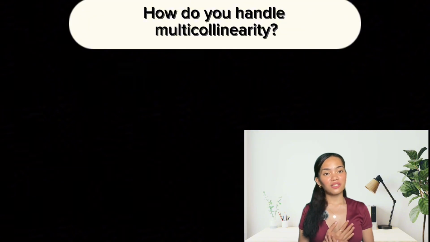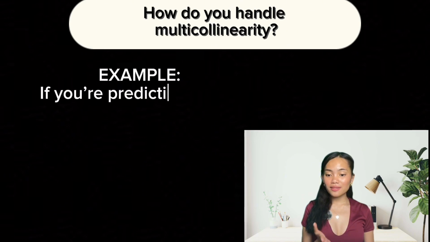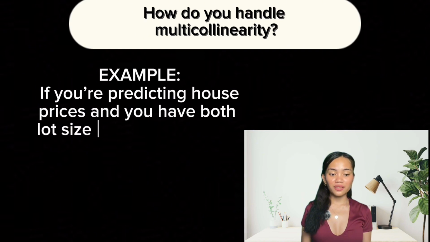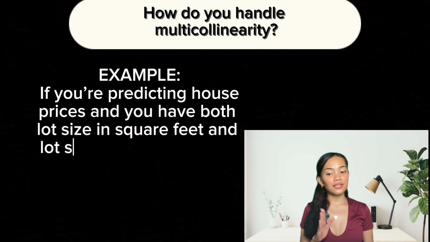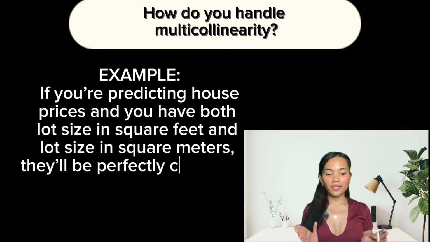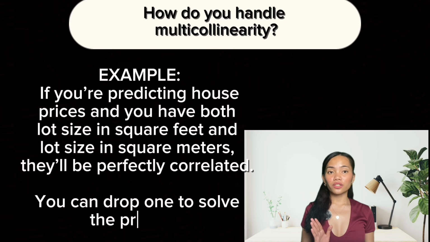And I have an example related to this. If you're predicting house prices and you have both lot size in square feet and lot size in square meters, then they will be perfectly correlated, which means you can drop one to solve the problem.